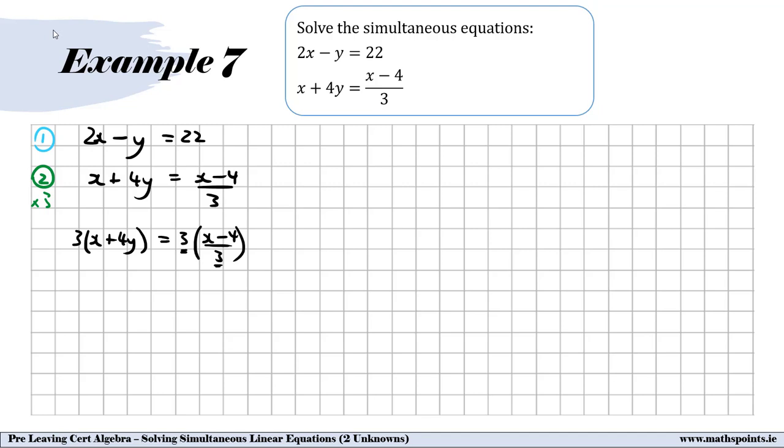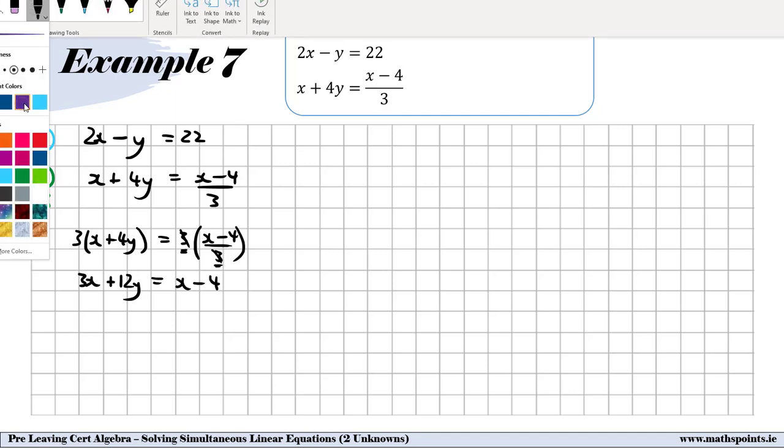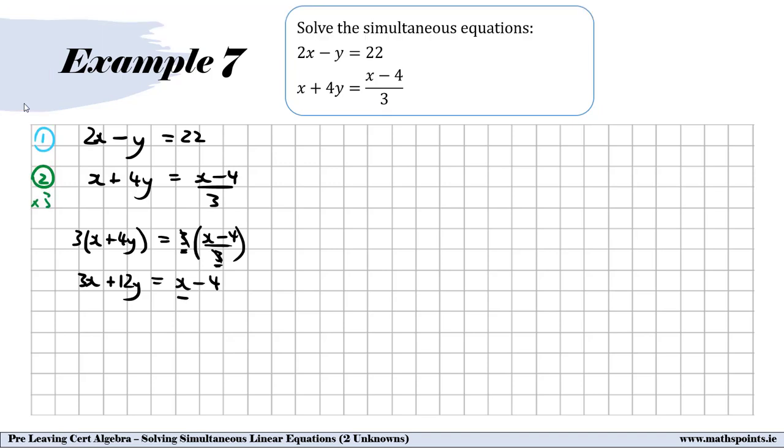I'm going to multiply out the left hand side, so 3 times x is 3x, and 3 times 4y is 12y, and then as we've said, 3 divided by 3 is 1, and so they cancel. On the right hand side then, I'm left with x minus 4. So the fractions are gone, but I'm left with this x on the right hand side, and I'm trying to get in the format ax plus by equals c, and so I need to remove that x from the right hand side.